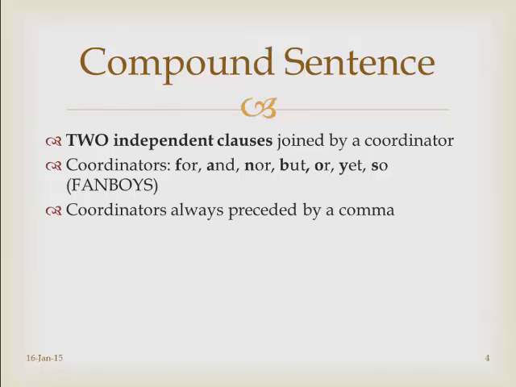A compound sentence is a sentence that has two independent clauses, joined by a coordinator. What's a coordinator? For you to remember, there's this acronym FANBOYS: for, and, nor, but, or, yet, and so. So two independent clauses are joined by this coordinator, which is always preceded by a comma. So you have one independent clause, comma, coordinator, second independent clause.